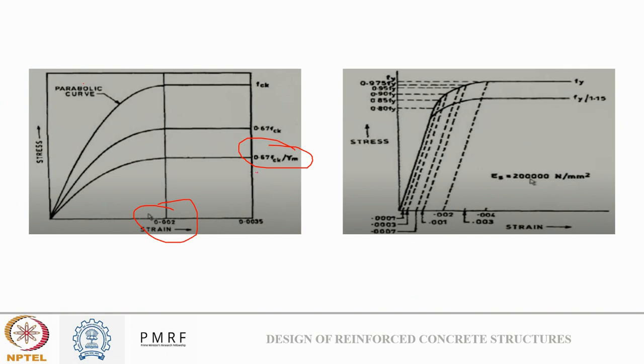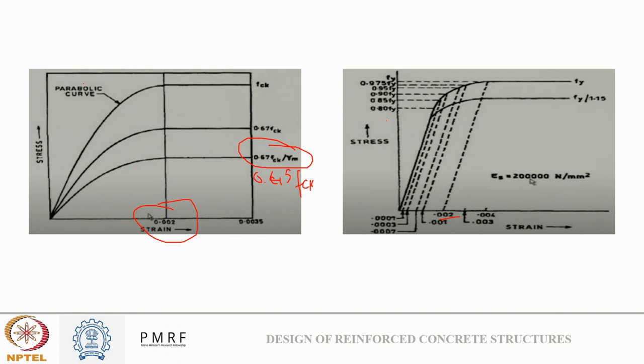So at the 0.02% strain, I take the compressive strength of concrete as 0.45 times fck. And at the similar strain value, I can calculate the tensile strength of steel based on the respective stress-strain curve of the grade of steel.